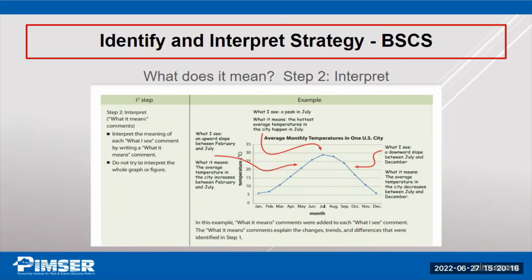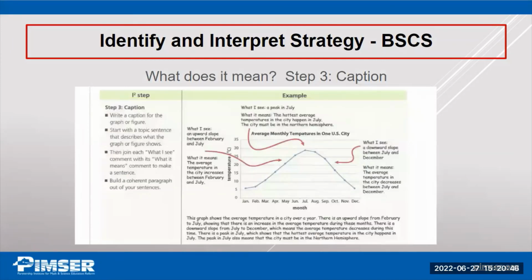So the upward slope we saw in the first part of the line graph means that temperature is increasing between February and July. The peak we noted in July means that the hottest average temperature in the city happens in July, and the downward slope we saw means the average temperature decreases between July and December. So each I see statement has gotten an interpretation.